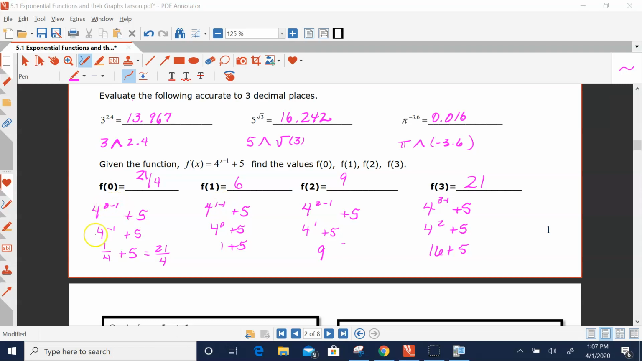So 4 to the 0 minus 1 is 4 to the negative 1 power. We have to remember our rules for exponents. When you have a negative exponent, you have to take the reciprocal. So 4 to the negative 1 is 1/4. And when I add that to 5 and work with the common denominator, I get 21/4. Plugging in a 1, I get 4 to the 1 minus 1, which is 4 to the 0 power. And for my rules for exponents, what's anything to the 0 power? 1. So 1 plus 5 is 6. You can see how the rest of those were calculated.